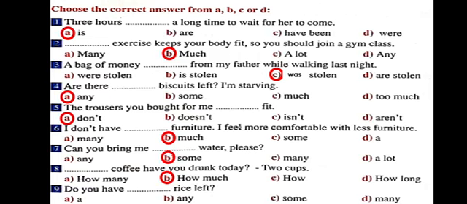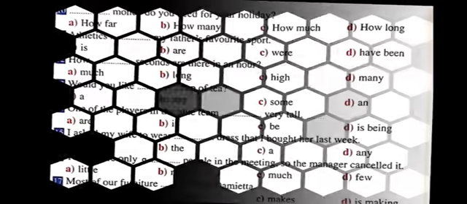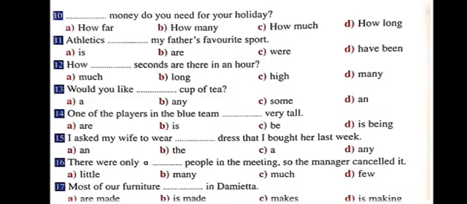Do you have space rice left? This is a normal question, so it's any. Space money do you need for your holiday? How far, how many, how much, how long? How much money? 11. Aesthetics, my father's favorite sport, is, are, were, have been, is. 12. How space seconds are there in an hour? Much, long, high, many.